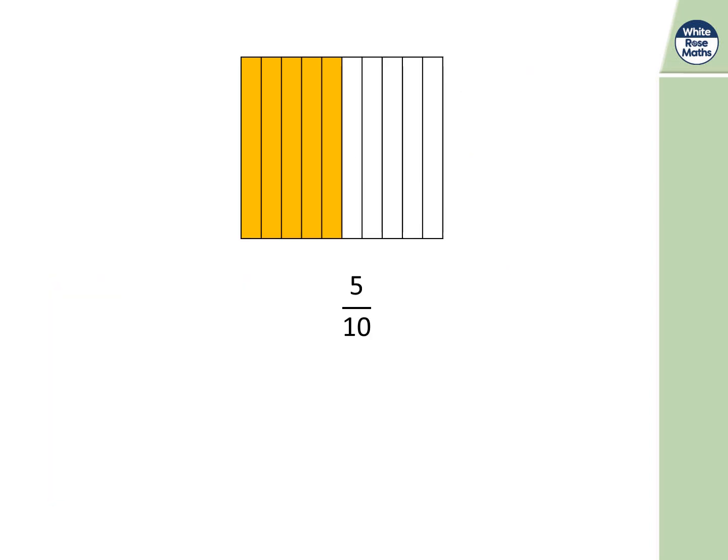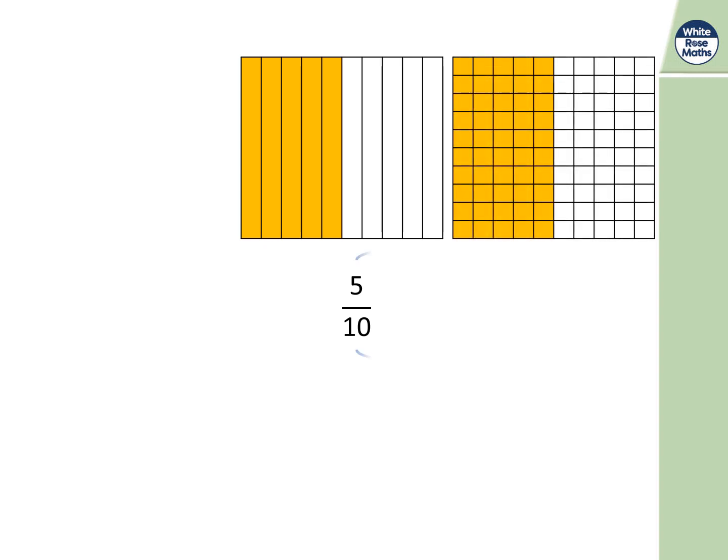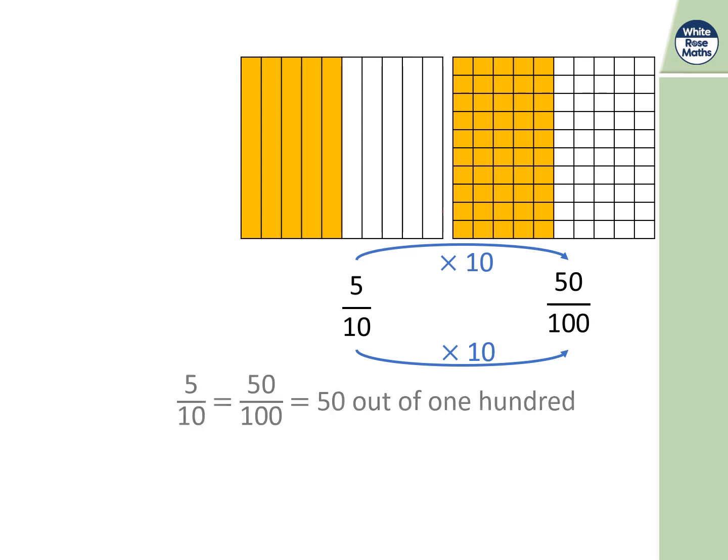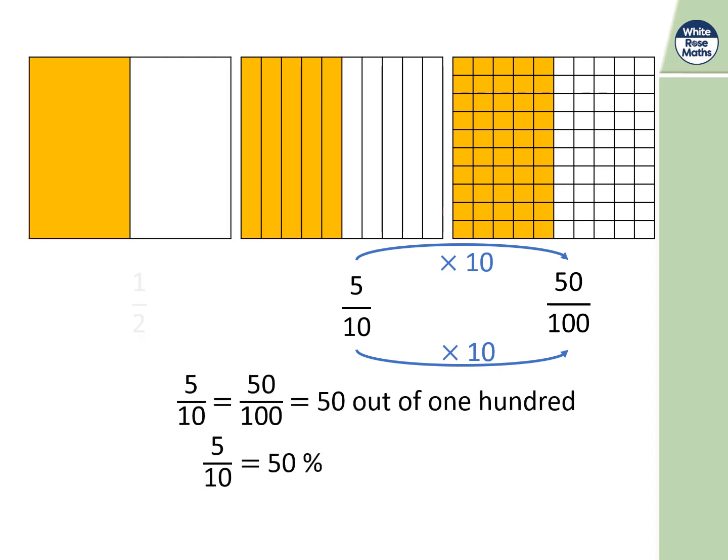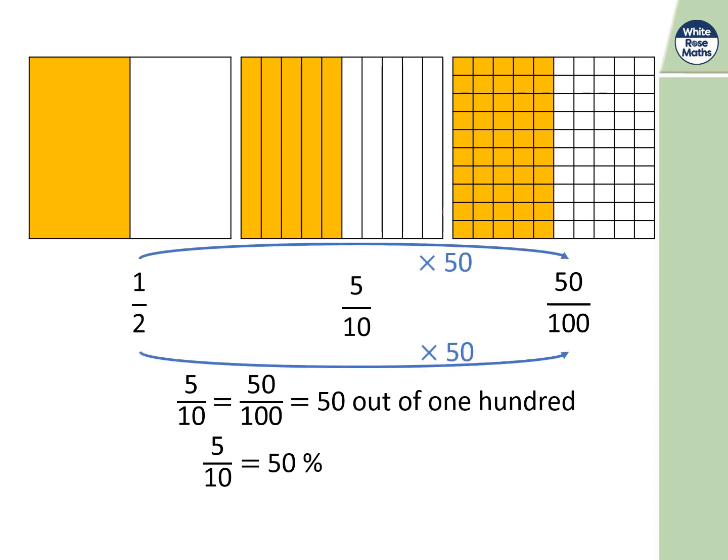Next one, you've got 5/10ths there, and again, that's equal to 50/100ths. These are what I call equivalent fractions, meaning they represent the same amount. 5/10ths is the same as 50/100ths. You can check that by typing into your calculator. If you type in 5 divided by 10, you will get 0.5. If you type in 50 divided by 100, you will get 0.5. It's also equal to 1/2, or 50 hundredths.